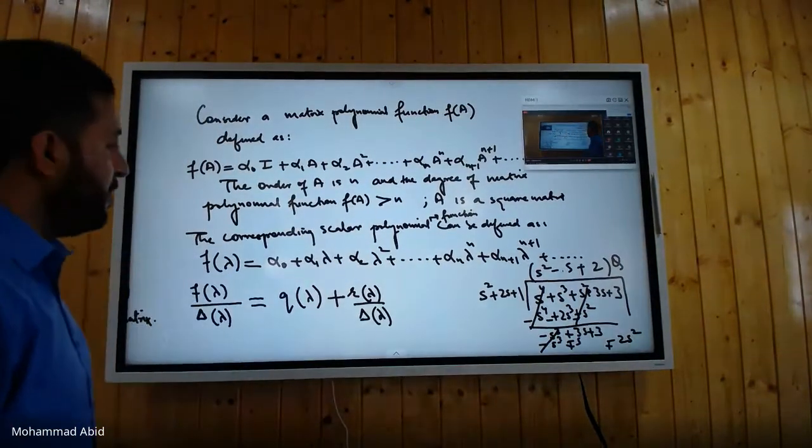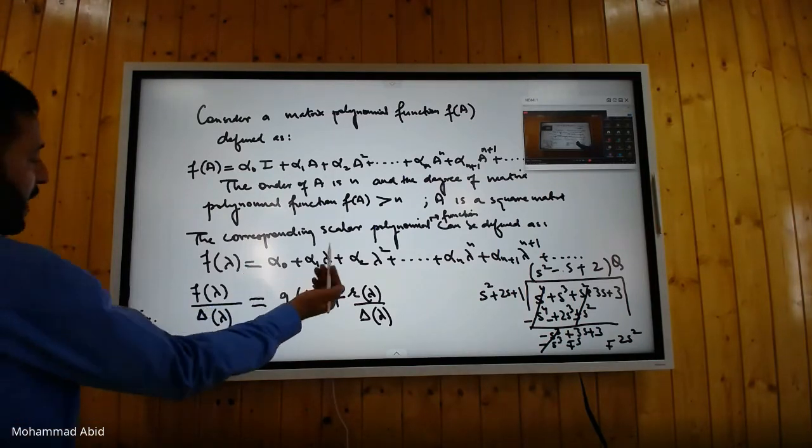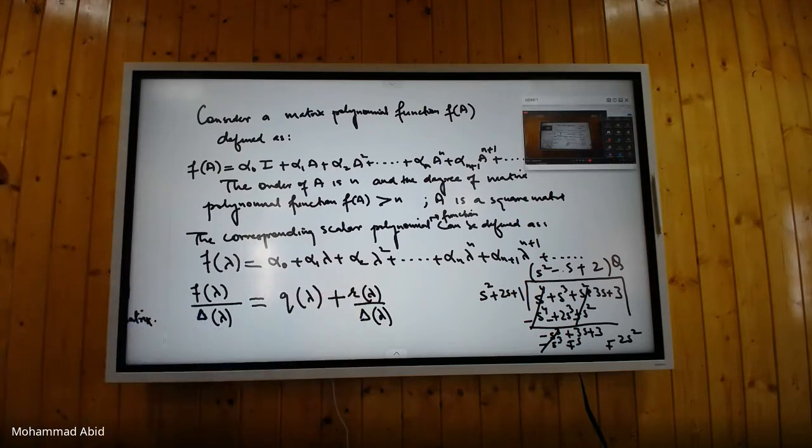तो मैं दो पॉलिनोमियल्स को आपस में डिवाइड कर रहा हूँ. f lambda को मैंने delta lambda से डिवाइड किया. f lambda की डिग्री n से ज्यादा है, it's greater than n. I am dividing it by a polynomial of degree n. So I get a quotient polynomial, and then I get a remainder polynomial. And what will be the degree of the remainder polynomial at the most? Remainder polynomial की डिग्री क्या होगी? So less than n. Less than n means n minus 1.